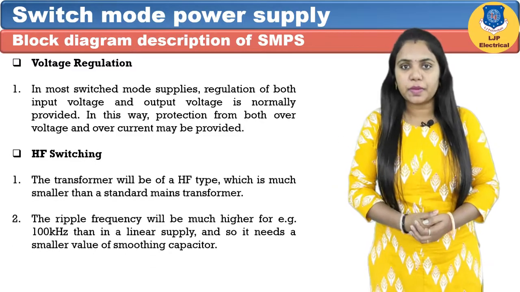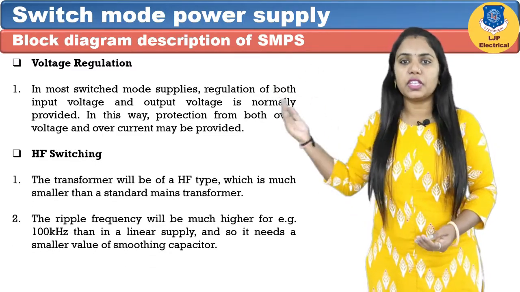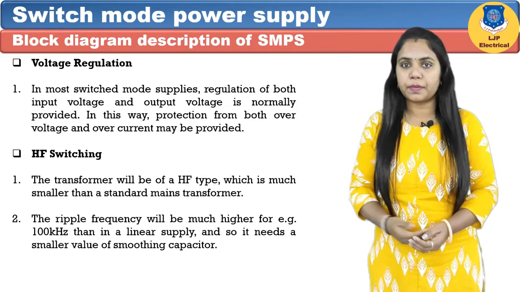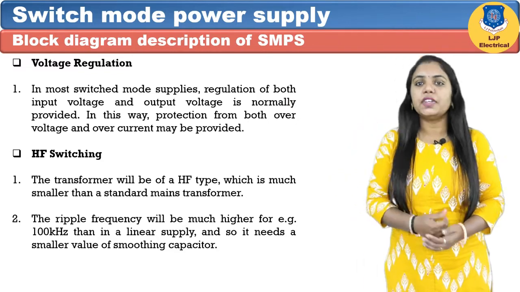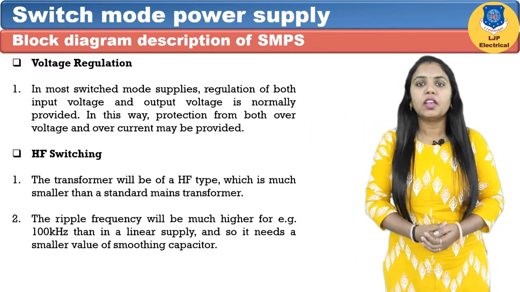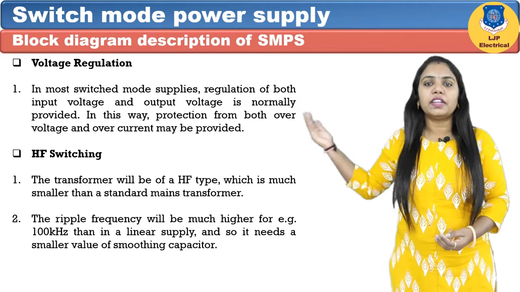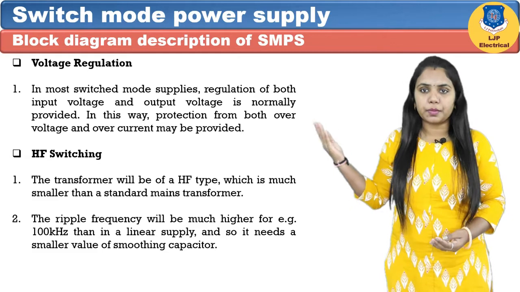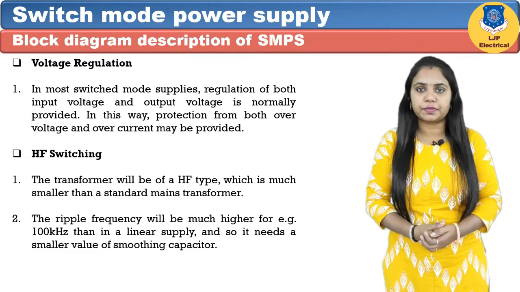High frequency switching. Using high frequency switching for the switching drive gives several advantages. The first is the transformer will be of a high frequency type, which is much smaller than a standard mains transformer. The ripple frequency will be much higher, for example 100 kHz, than in a linear power supply, and so it needs a smaller value of smoothing capacitor.